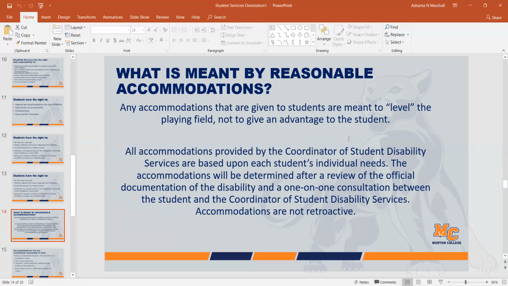All accommodations provided by the Coordinator of Student Disability Services are based upon your student needs. The accommodations will be determined after we have a review of your documentation and you and I have a one-on-one consultation between the student and the coordinator. Accommodations are not provided retroactively, so that means that if you see me on a Friday and you needed accommodations for the past Monday, we can only start accommodations from the day you come in to see me.